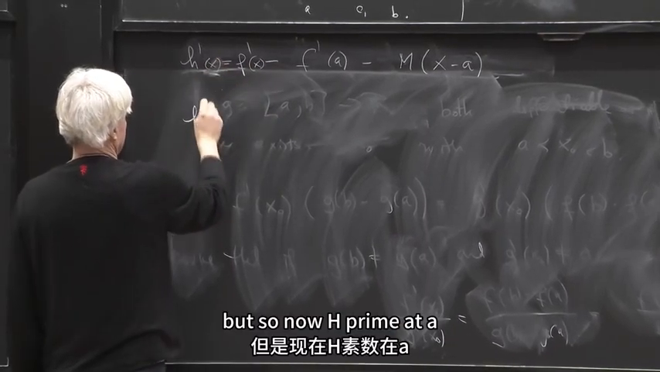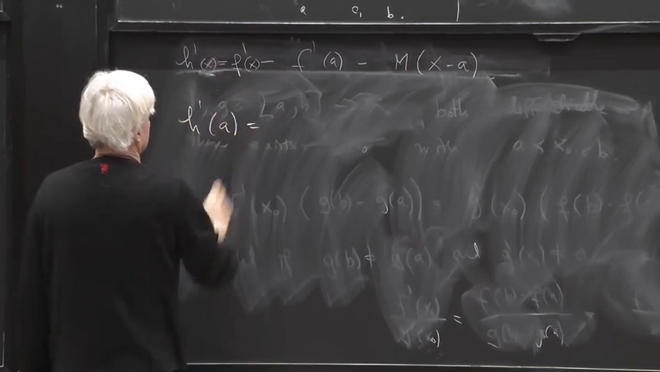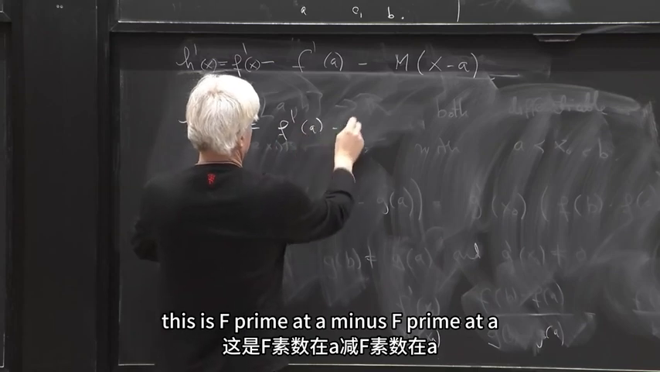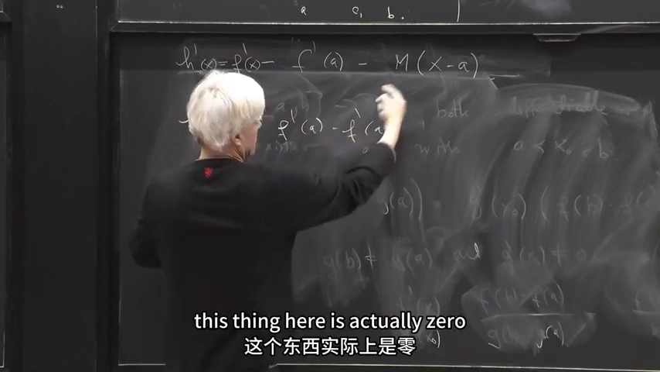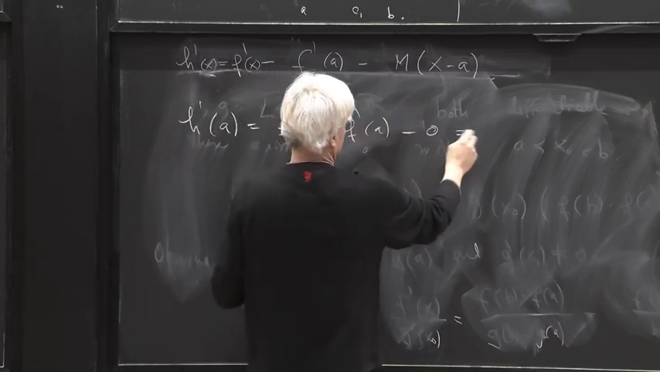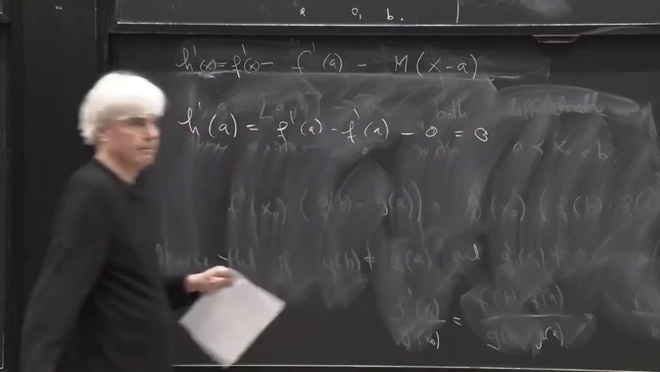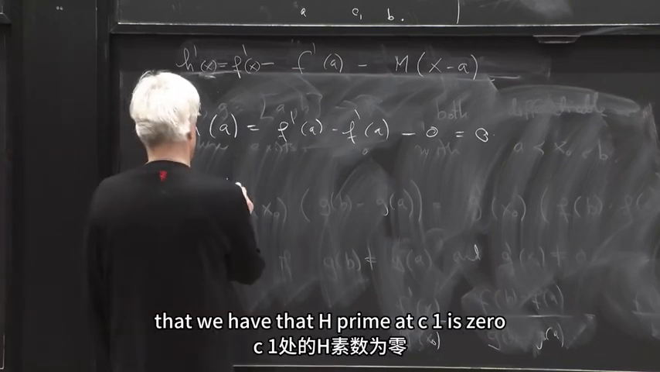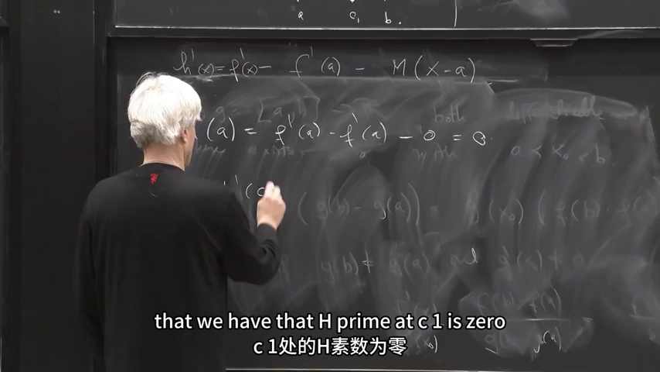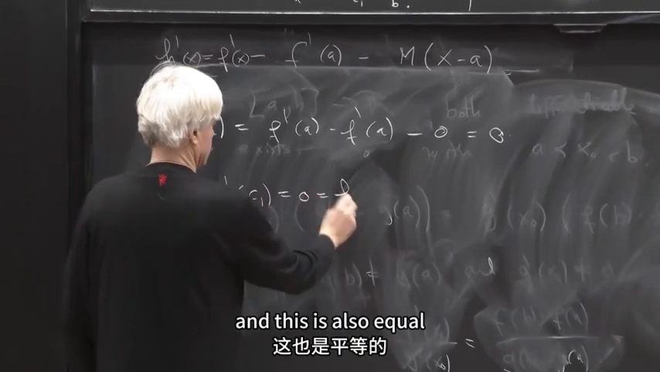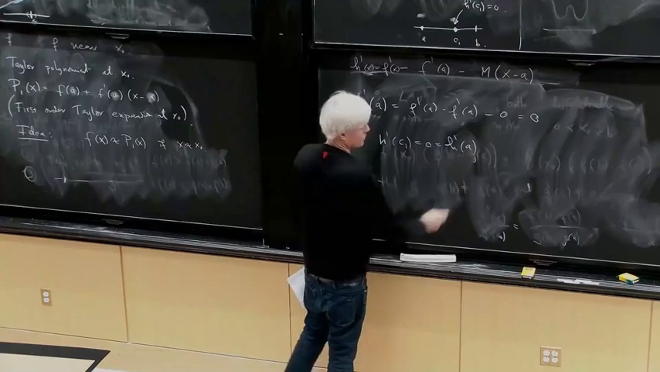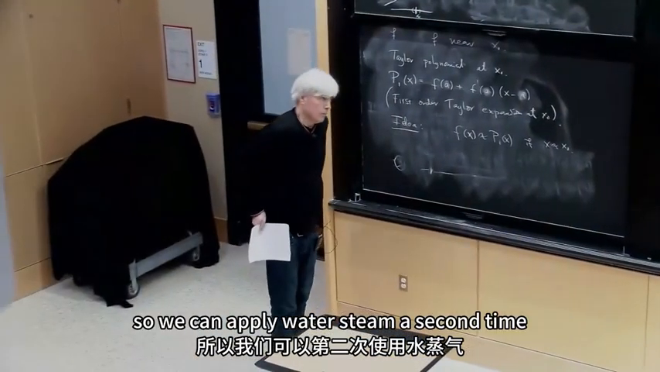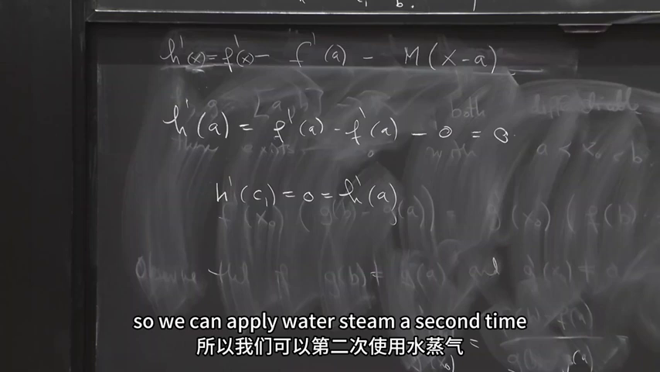But so now h prime at a, this is f prime at a minus f prime at a. This thing here is actually 0. So you see that this whole thing is 0. Right, so what we have is that h prime at C1 is 0, and this is also equal to the derivative at a. Right? So we can apply Rolle's theorem a second time, right?